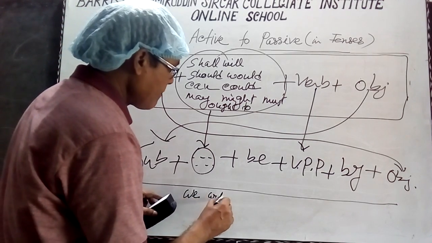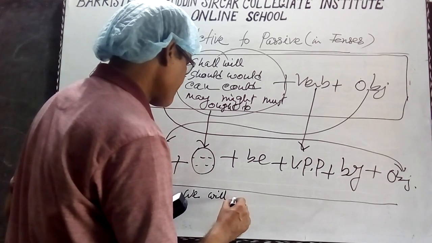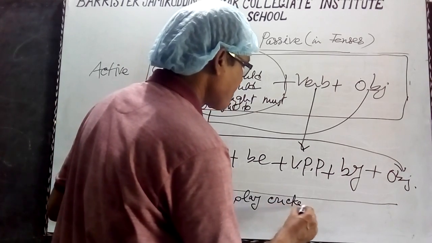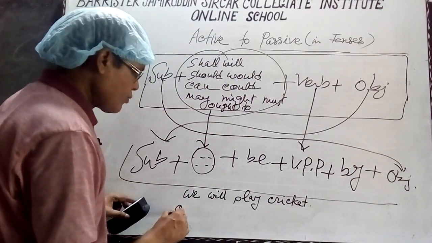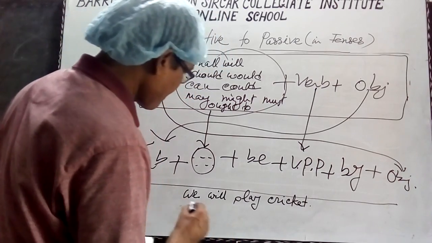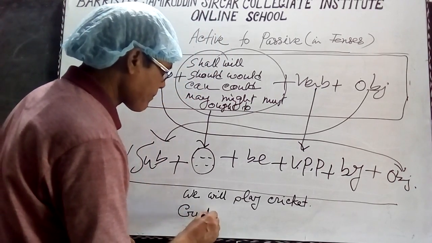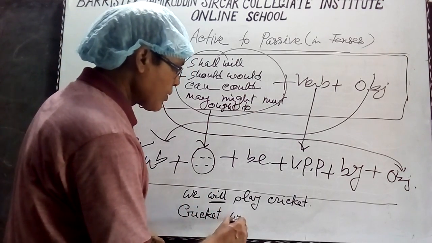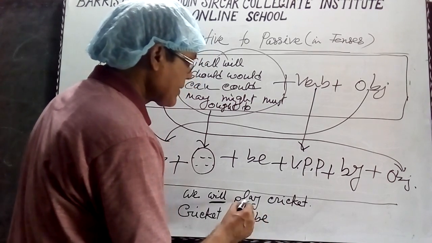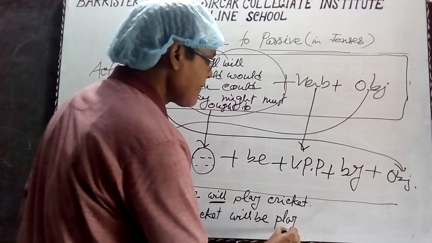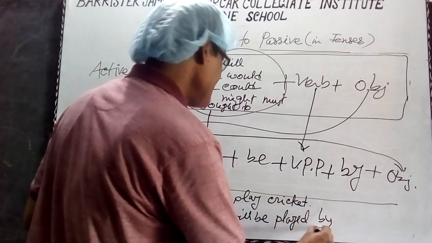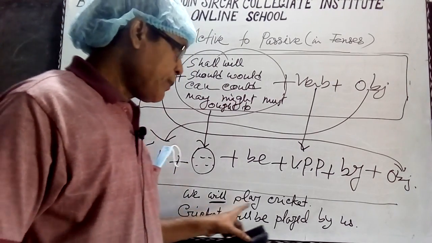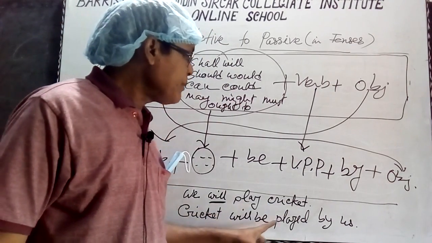We will play cricket. Here cricket will be the subject, and the modal auxiliary is "will". So here "will be", and "play" will be in the past participle form, "played", and then "by", and "we" will be changed into "us". We will play cricket. Cricket will be played by us.